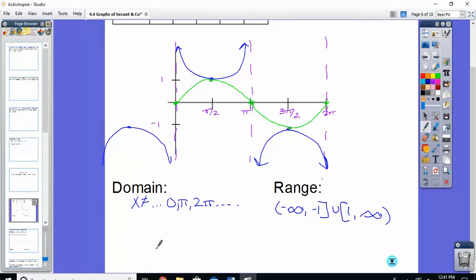Is this an even or an odd function? Odd. Even means symmetric to the y-axis. This is odd, symmetric to the origin. So what that means is that cosecant of a negative x equals negative cosecant x. So far, everything except cosine has been an odd function. Any questions there?